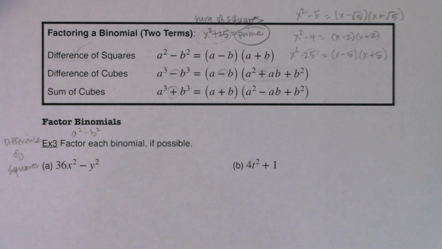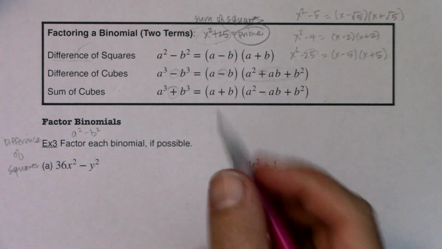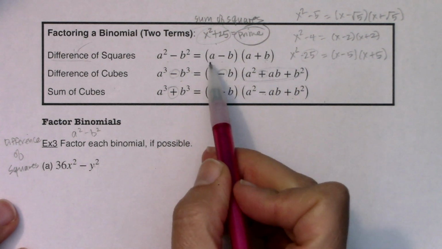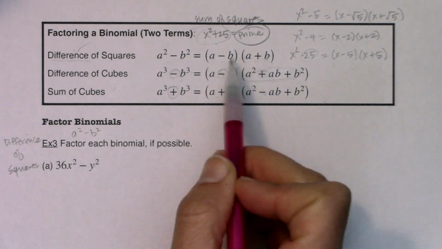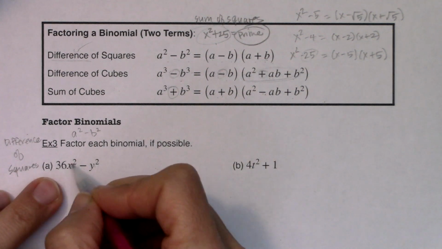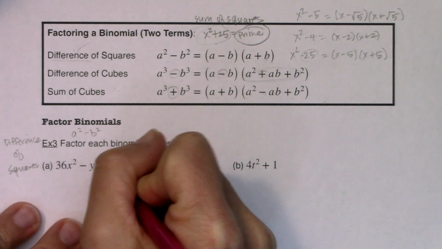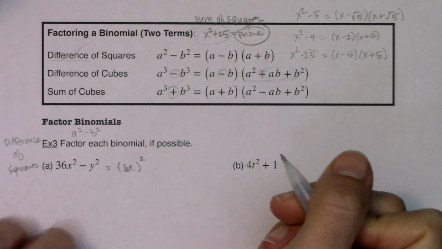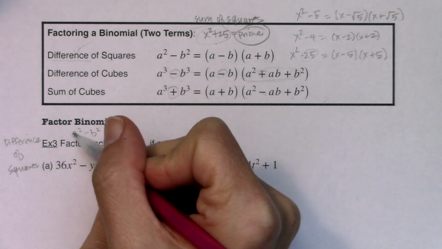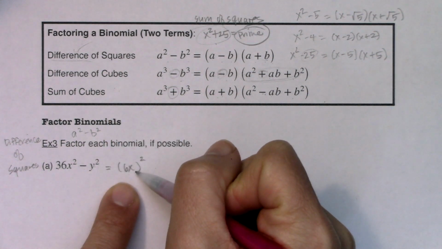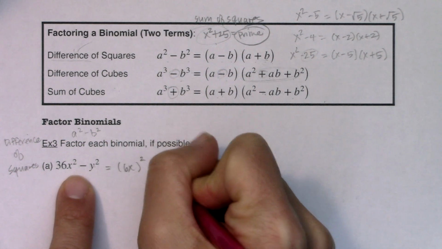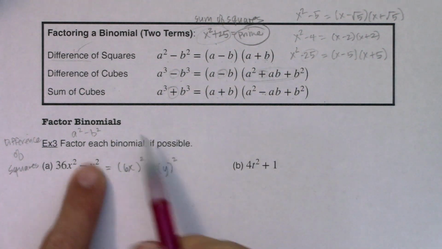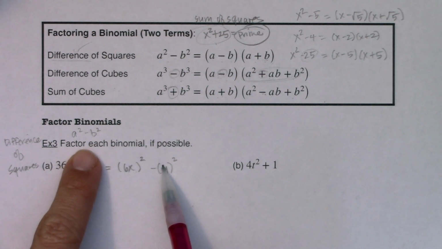Because if I can figure out what my A and B are, then I can factor as a minus b, a plus b, right? I can factor into these 2 binomials. So if I think about what would square up to 36x squared, well, that would be 6x, right? So for this particular problem, A is being played by 6x. And then y squared is just y squared, right? So B is being played by y.